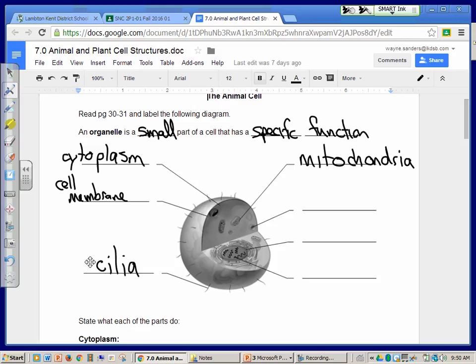Sound it out. Vacuole. Spell it out for me. V-A-C-U-O-L-E. Vacuole. The vacuole are little openings in the cell, right? They're not openings. Sorry, I got to watch that.